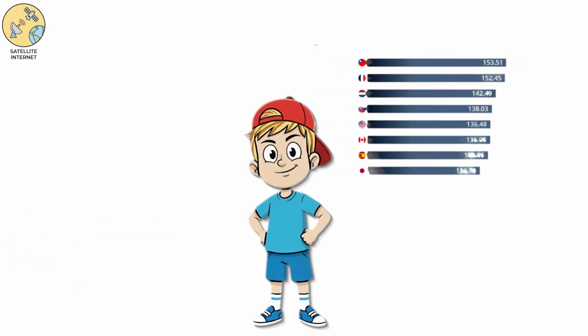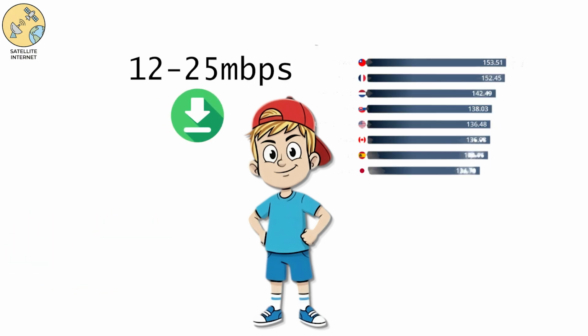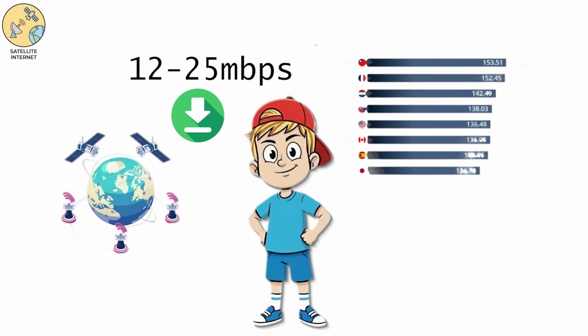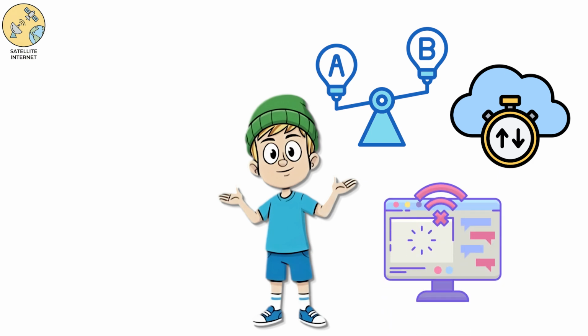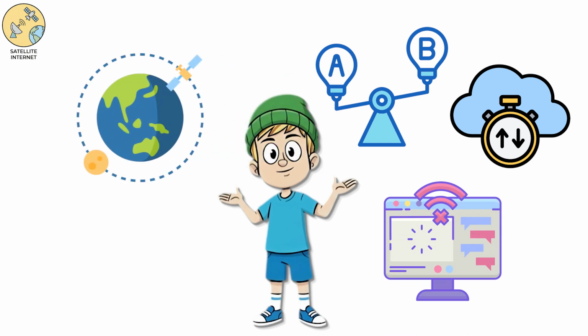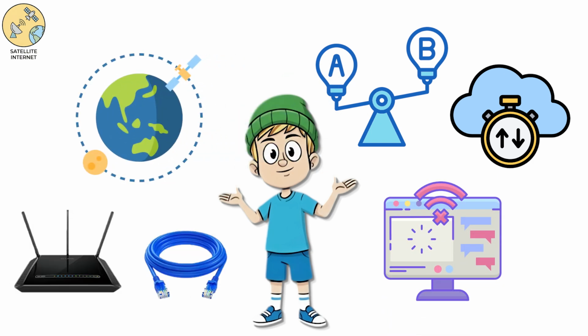Speeds vary widely. Older setups give 12 to 25 megabits download, while modern low-orbit networks reach 50 to 200 megabits per second with better uploads. The biggest difference is latency. Old systems feel laggy, but new low-orbit ones approach cable or DSL responsiveness.